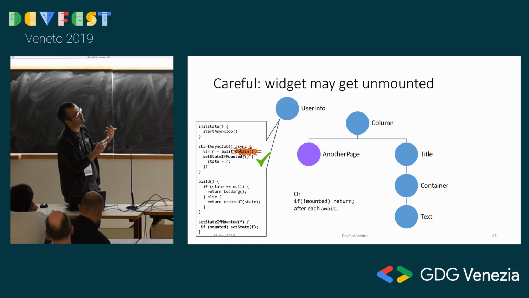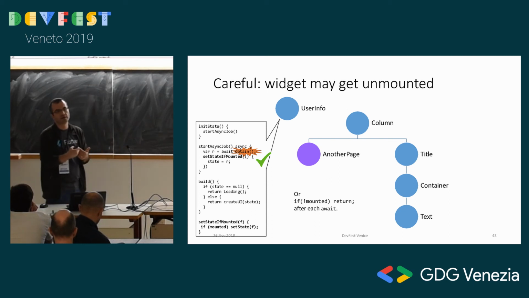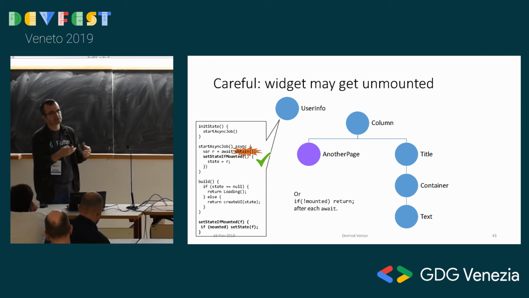I have this set state if mounted function that I create sometimes. If mounted, set state, I say. If not mounted, just don't do anything. This kind of protects. You just don't do the set state, and everything else keeps working.